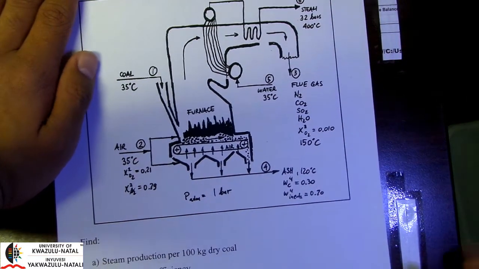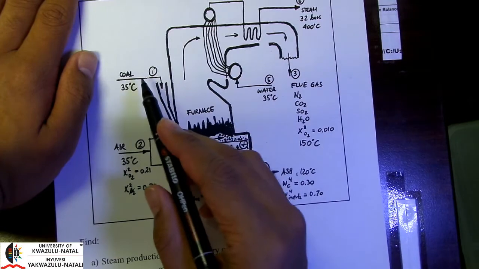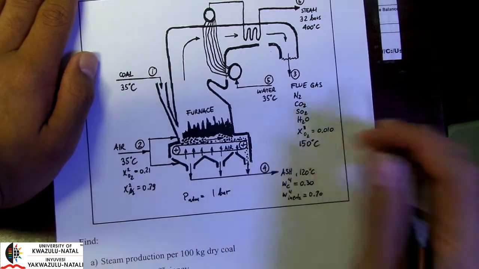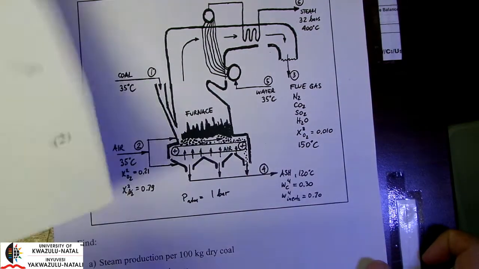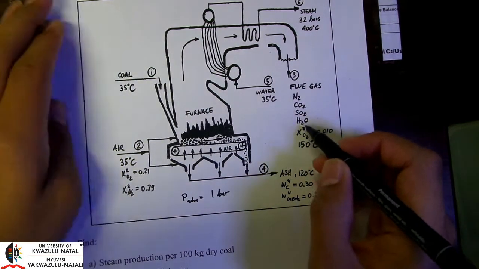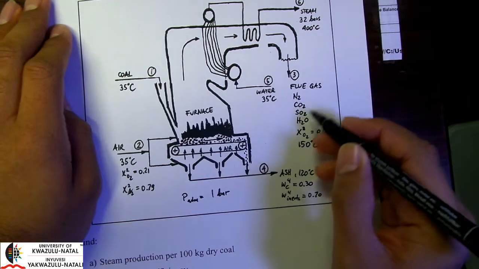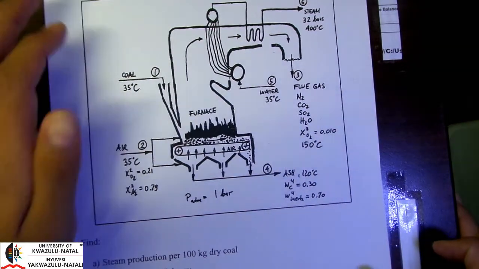Okay, and we have all of our nitrogen coming in through our coal and our air, and output in the form of N2, and hydrogen coming in the coal and coming out as water, right? Water vapor.